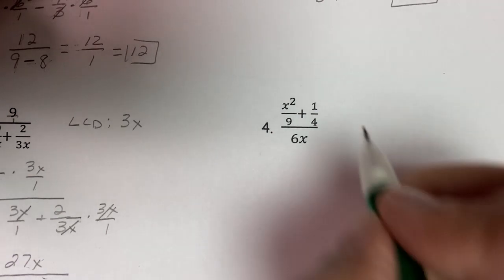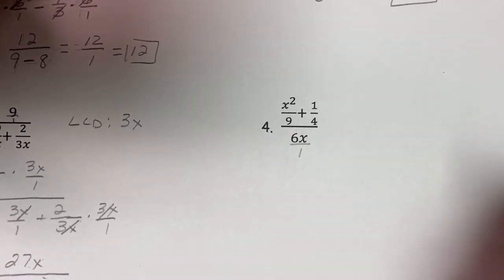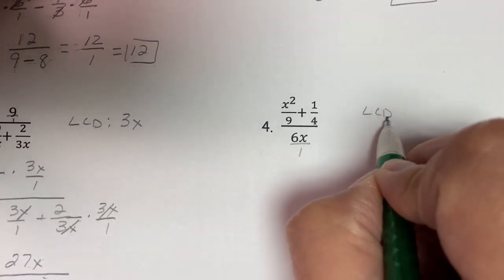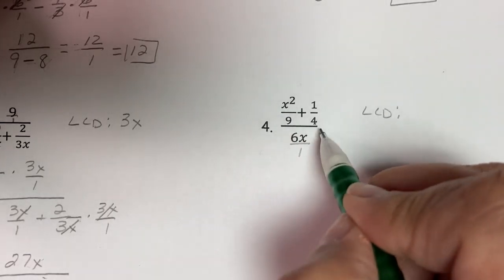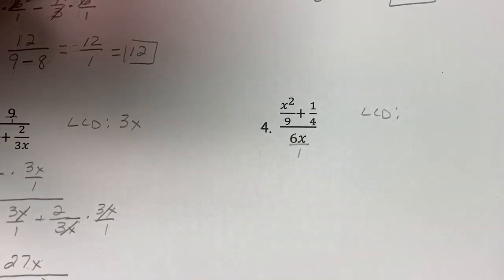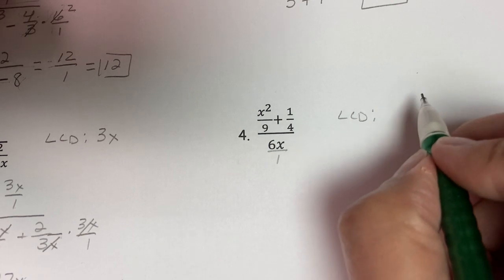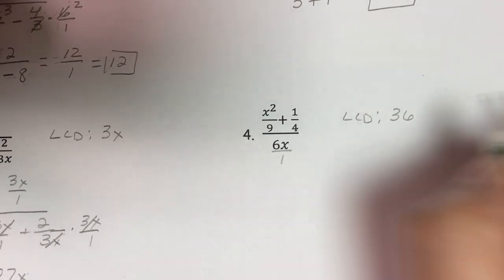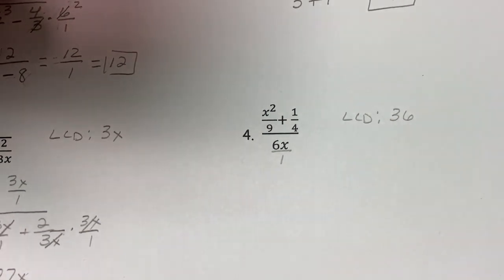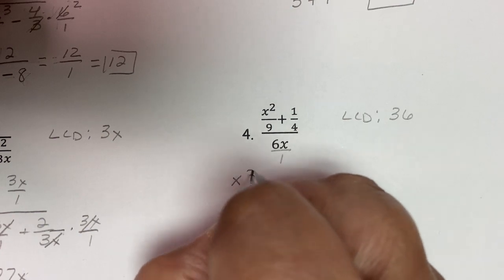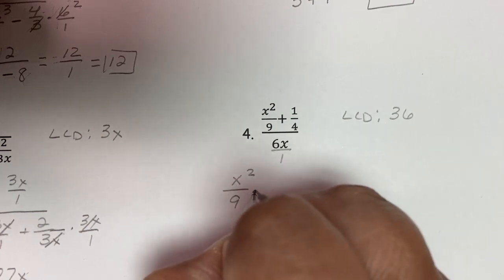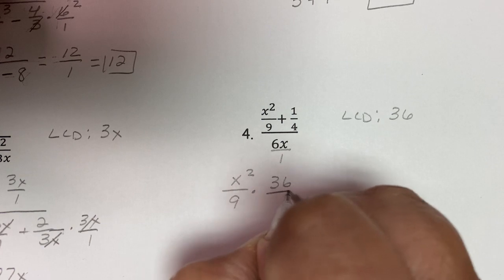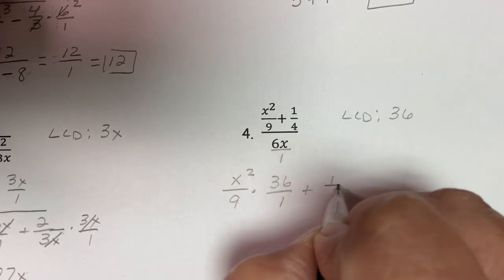If we look at number 4, now again, the bottom is really 6 over 1. So if we look at all the denominators, 9, 4, and 1, what is the lowest common denominator? Well, it's going to be 36. So let's go ahead and eliminate all the little fractions by taking each one and multiplying it by 36 over 1.